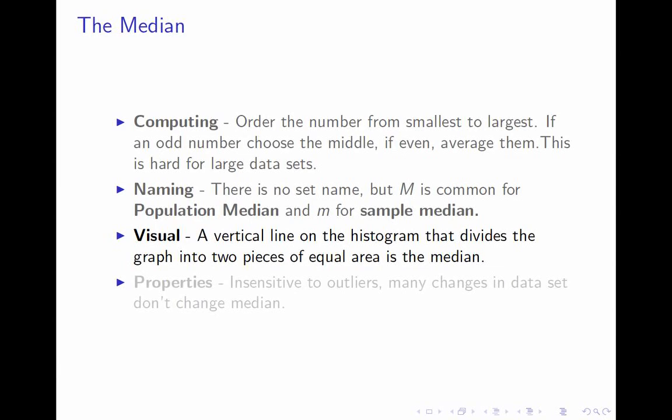And what's its property? It is not sensitive to outliers. In fact, many changes in the data set won't have any effect on the median. Frequently, you can change one value and nothing happens to the median.